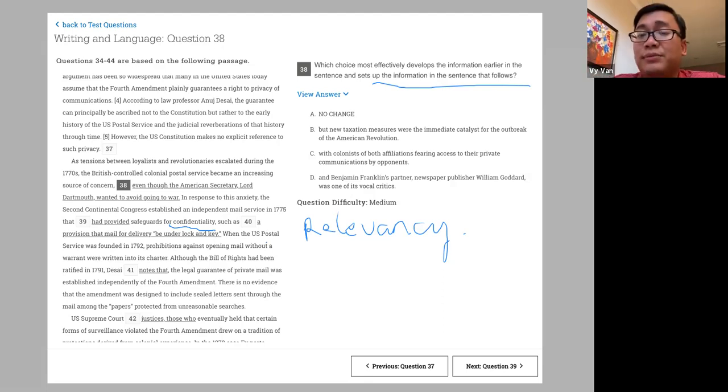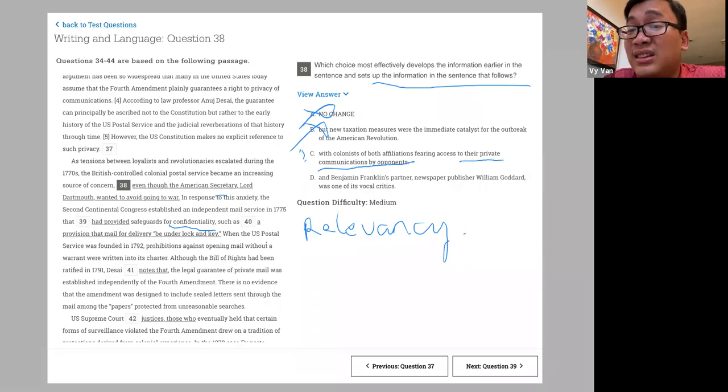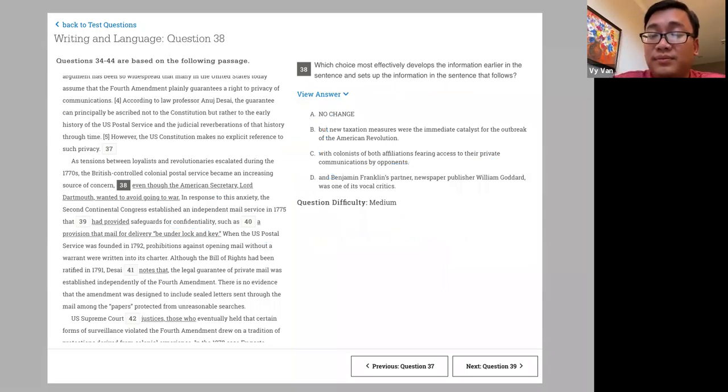Something about privacy. A: "Even though the American Secretary Lord Dartmouth wanted to avoid going to war," it doesn't say anything about war. B: "new taxation measures," it doesn't say anything about tax. C: "with colonists, both affiliations fearing access to private communications." So we're talking about privacy. I think this is right. D: "and Benjamin Franklin's partner newspaper published William..." was one of the vocal critics. Who cared about this? So I know for sure it's C.